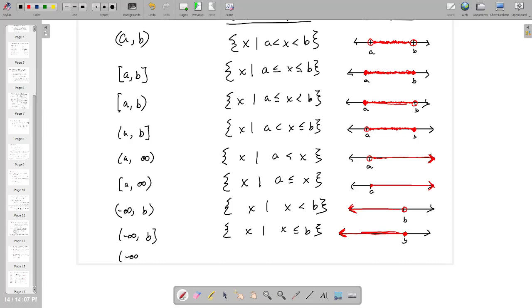And then negative infinity to infinity. This is also known as the entire real number line. Now, when we graph the set, you just graph the entire real number line.